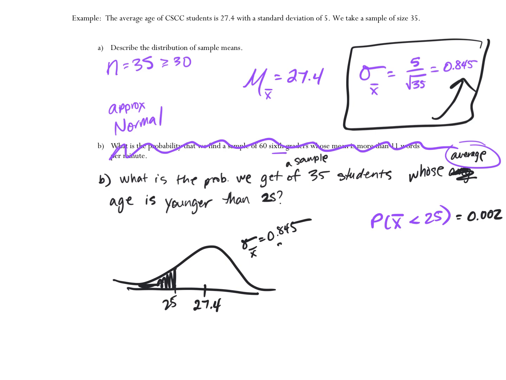You could easily type this. The trick is recognizing that if it's asking for a mean, the standard deviation you need to include is divided by the square root of the sample size.